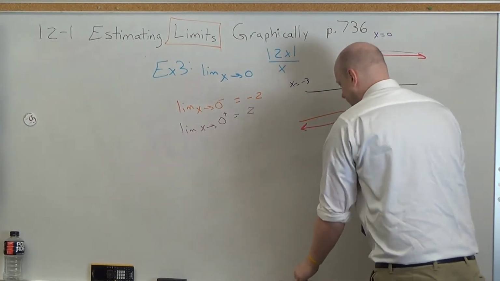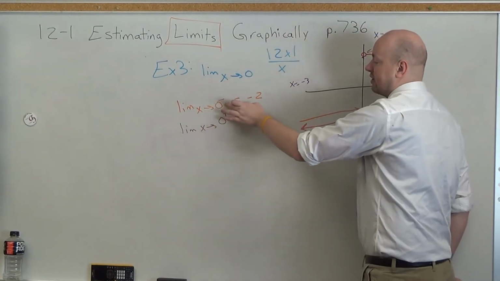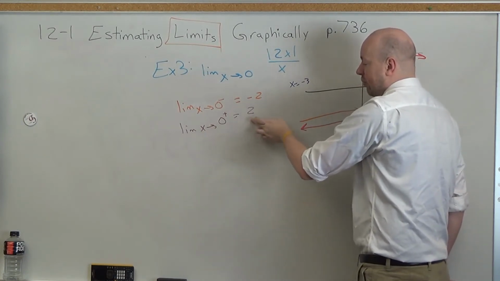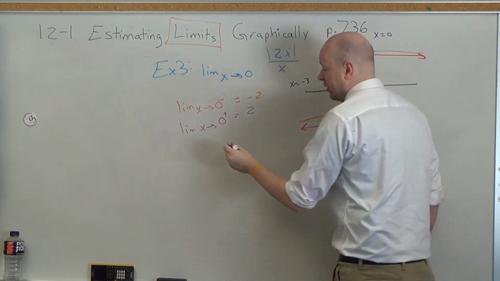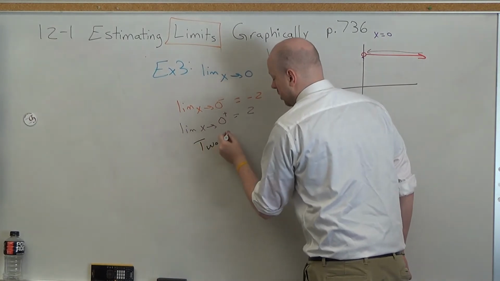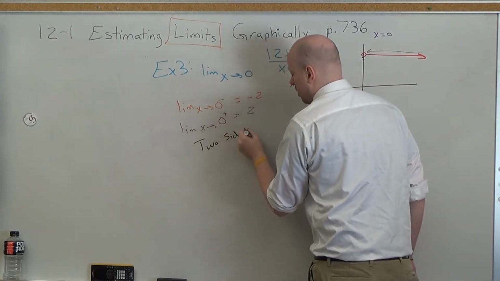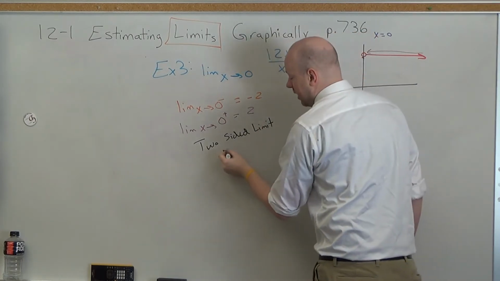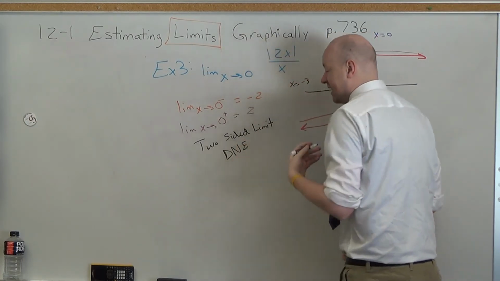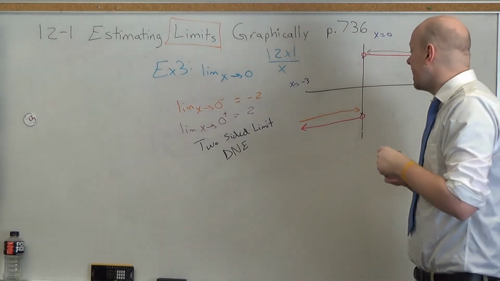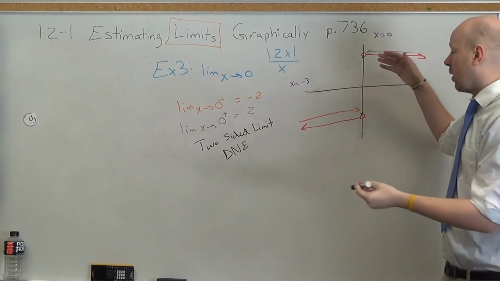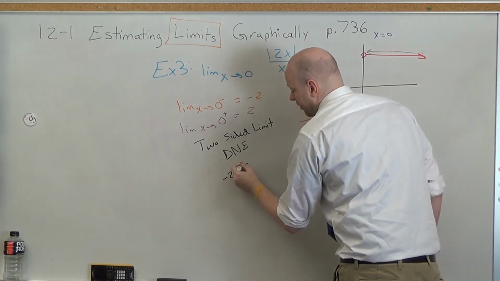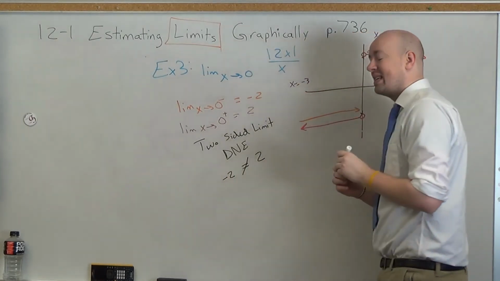So here, we would say that our limit as x approaches 0 from the left is -2. Our limit as x approaches 0 from the right would be +2, but our two-sided limit overall does not exist. There's not a limit as x approaches 0 from both sides, because naturally -2 does not equal +2.